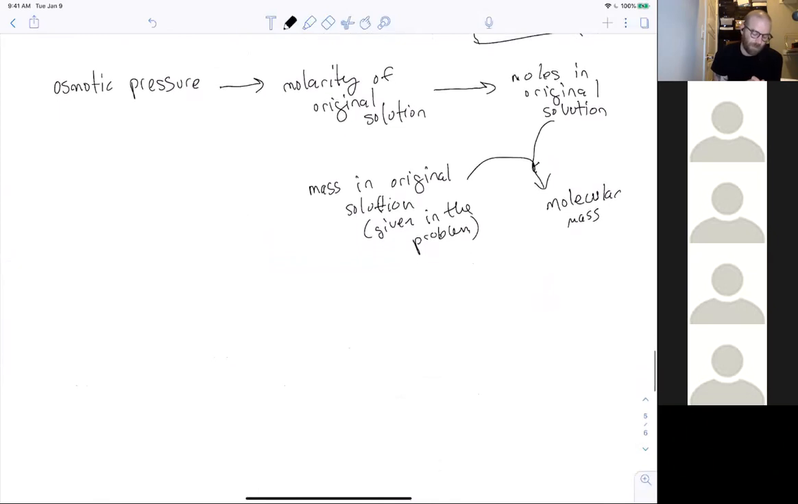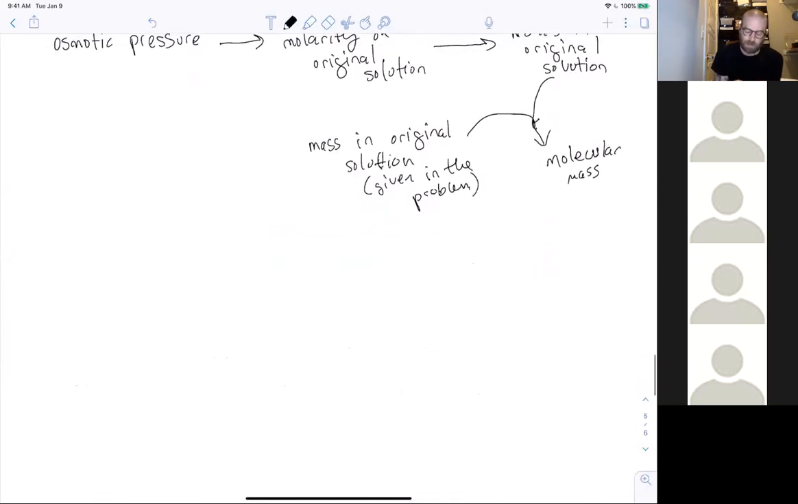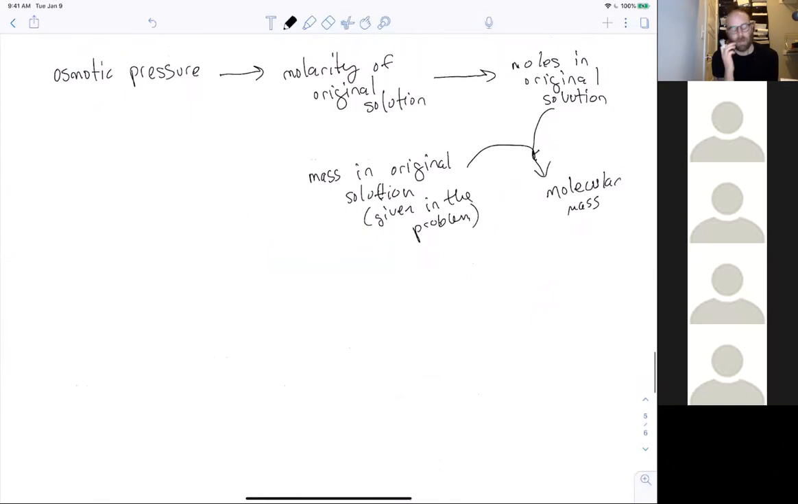Semi-permeable membranes are kind of weird, but this is essentially how kidney dialysis works. An artificial kidney has a semi-permeable membrane that can be used to filter out salts and things of that nature.